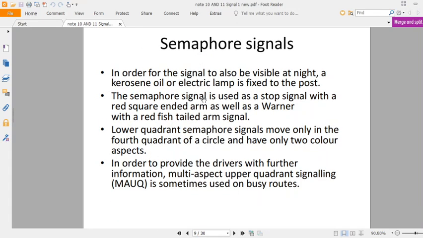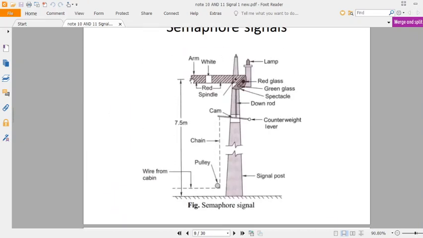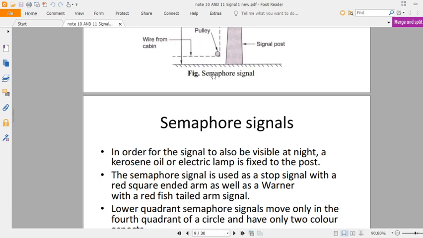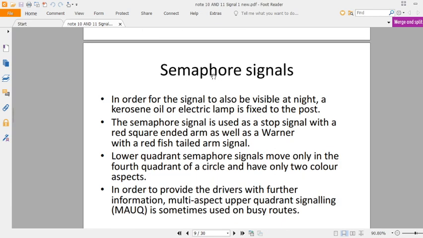So lower quadrant semaphore signals move only in the fourth quadrant of a circle and have only two color aspects, that is green and red. Fourth quadrant means if you divide a circle into four portions, first, second, third and fourth quadrant, then the last one is the fourth. So these arms move only in the downward direction, at an angle of 45 degrees from the horizontal.